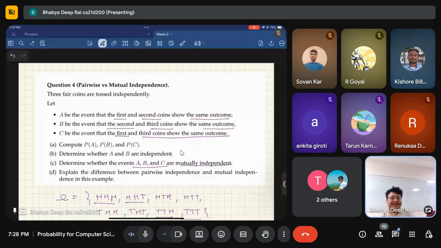So that's what Goel also means. Let's say A happens, that is the first and second coin show the same. And B definitely happens, that is the second and the third coin show the same. So if the first and second coin show the same face, and the second and third coin show the same face, then the first and third coin, which is event C, definitely needs to happen. You get it?